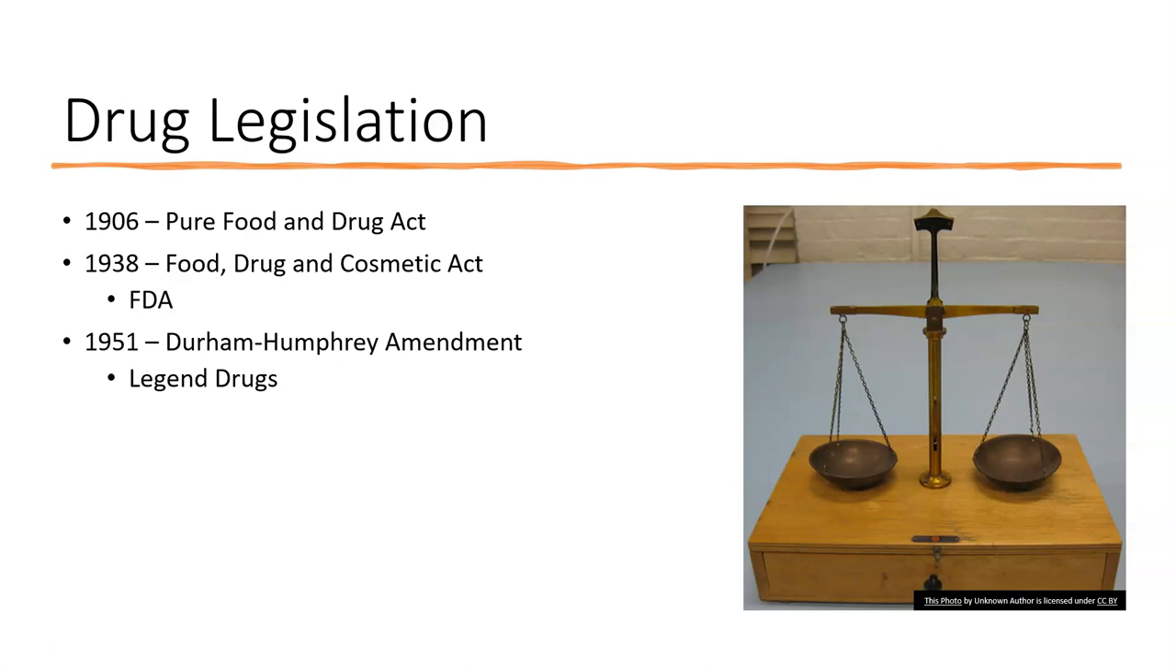The next important legislation was 1951. This is the Durham-Humphrey Amendment. Hubert Humphrey, who was the vice president for Lyndon B. Johnson in the late 60s, was a pharmacist and a legislator. So in 1951, this amendment passed, and it differentiated between prescription drugs and over-the-counter drugs. So it created that legend: Caution, federal law prohibits dispensing without a prescription.